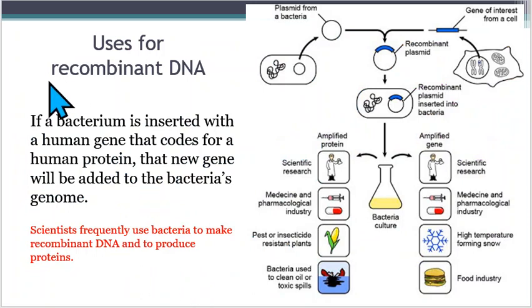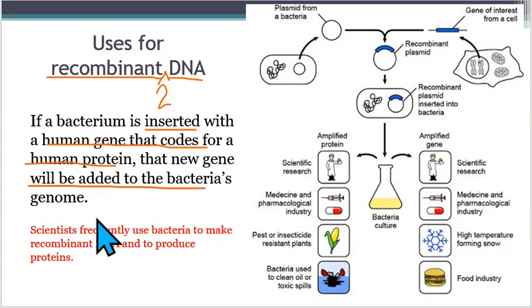How do we use recombinant DNA? Recombining DNA of different organisms. We're not recombining DNA from the same organism, it's from two different organisms. So if a bacterium is inserted with a human gene that codes for a human protein, the new gene will be added to the bacteria's genome.